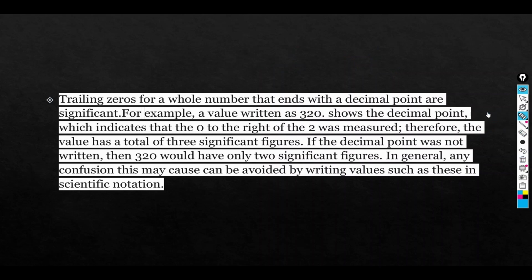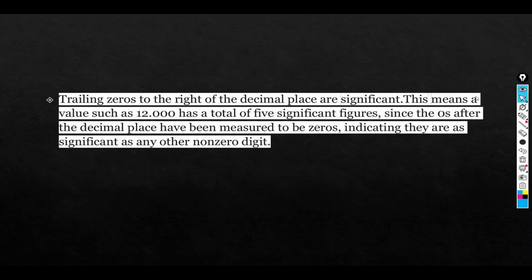Now move on to the next rule. Trailing zeros to the right of the decimal place are significant, like this. This is non-zero. After the decimal there are 3 trailing zeros out there. So in this example there will be 5 significant figures. Okay, after the decimal there are 3 zeros, they will be counted in the significant figures. Okay, hope you have understood this example.